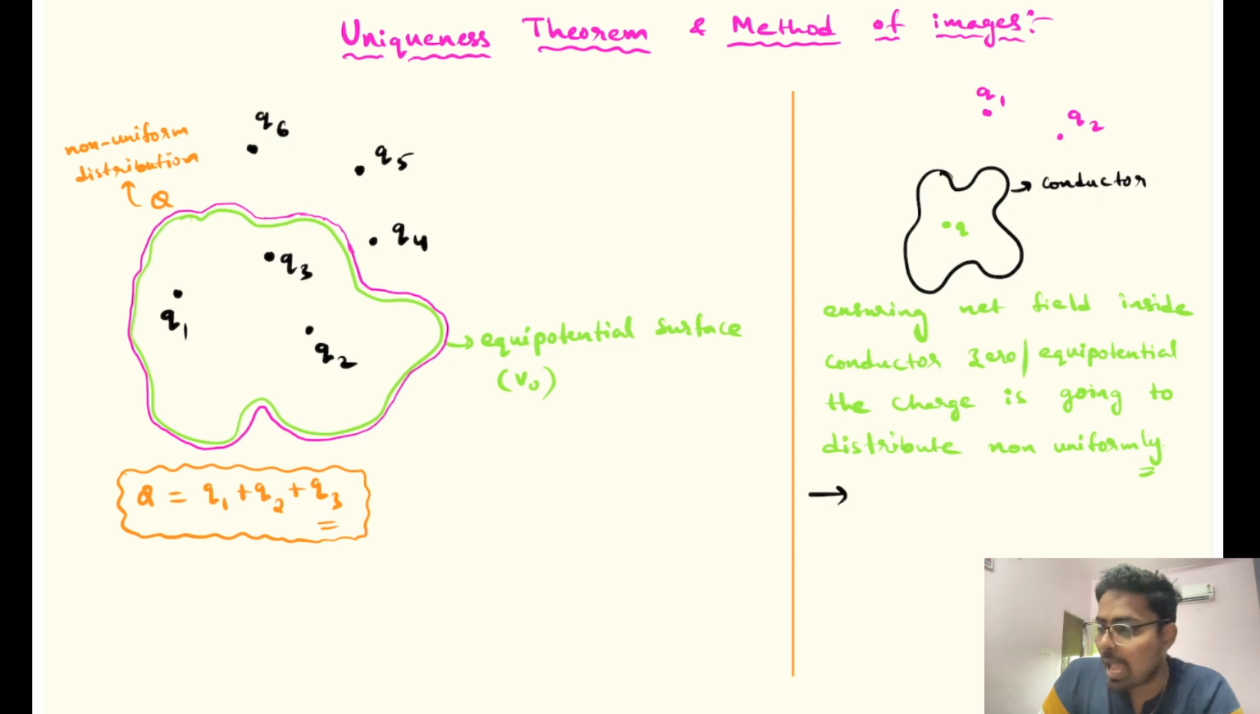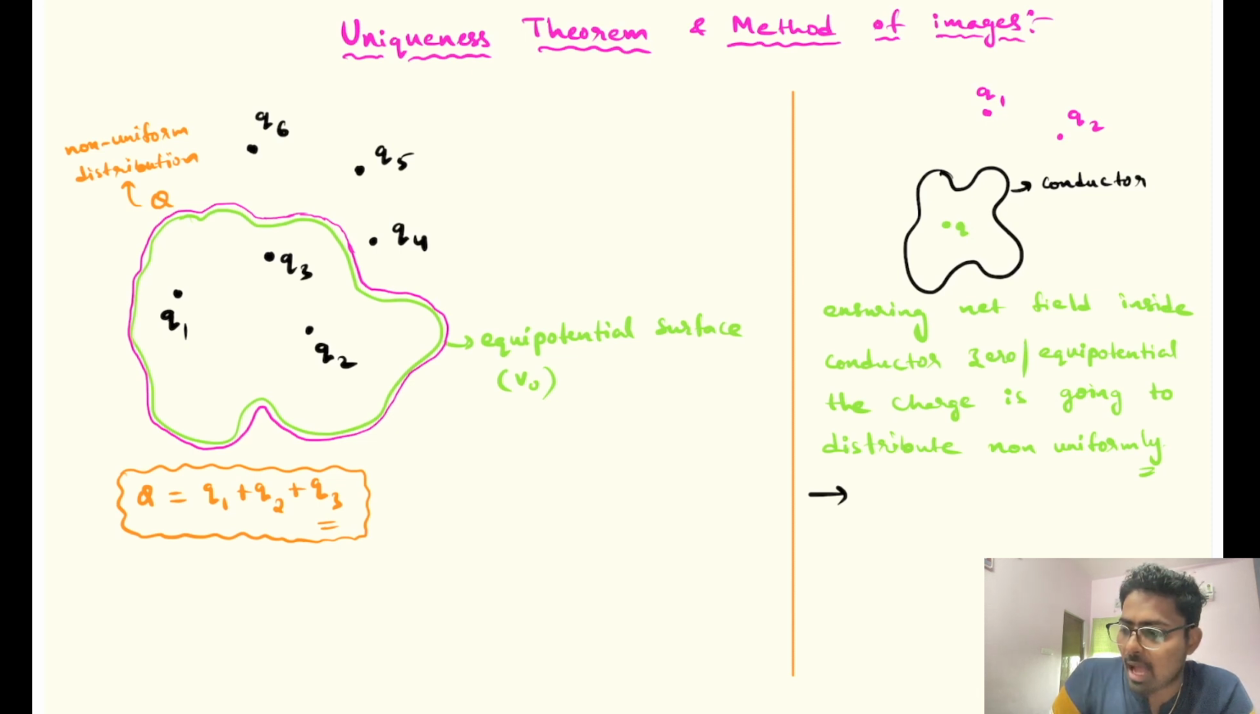And what will be the charge? I don't know what the charge will be; that we need to find. But there will be some setup of charge for which again I get the same surface, the same nature as whatever the conductor surface is, a similar shape which has equal potential everywhere. So, sir, what is the conclusion we can say?